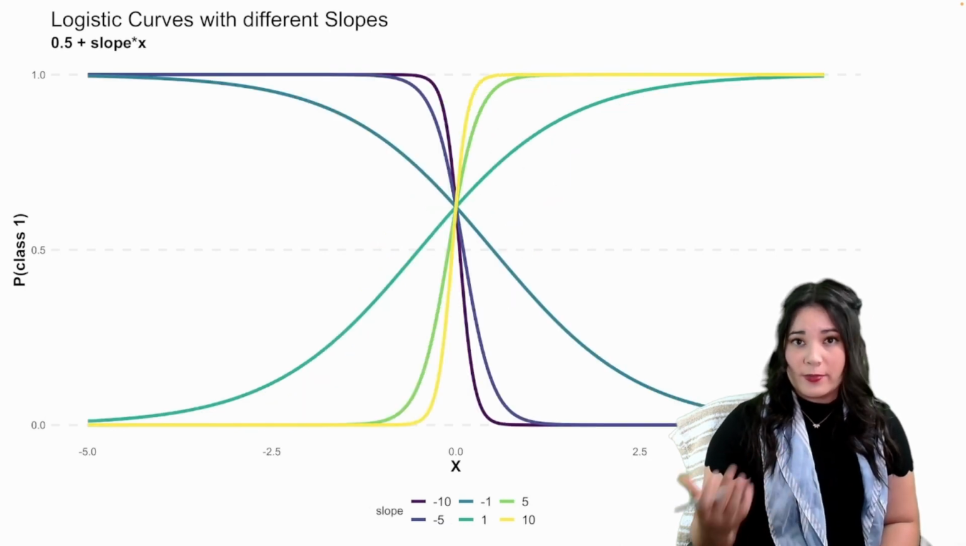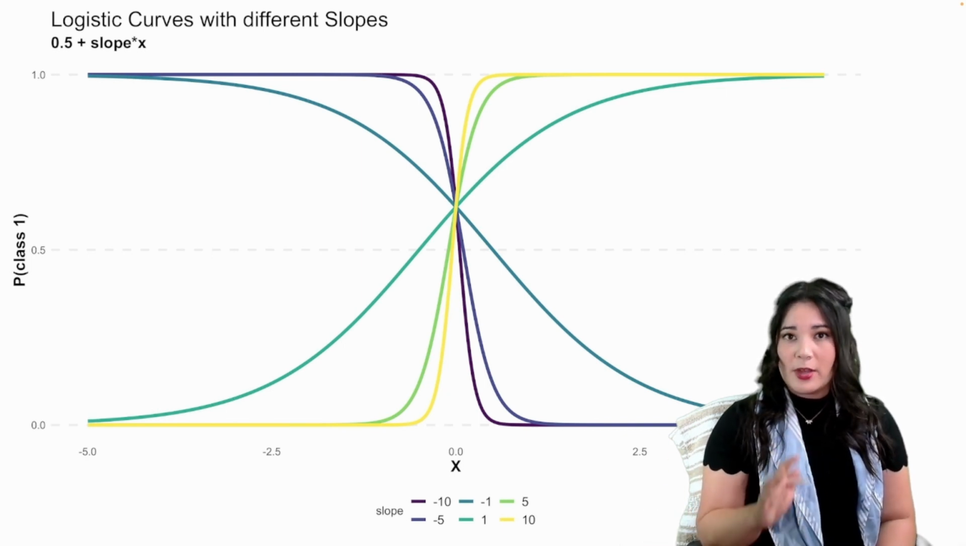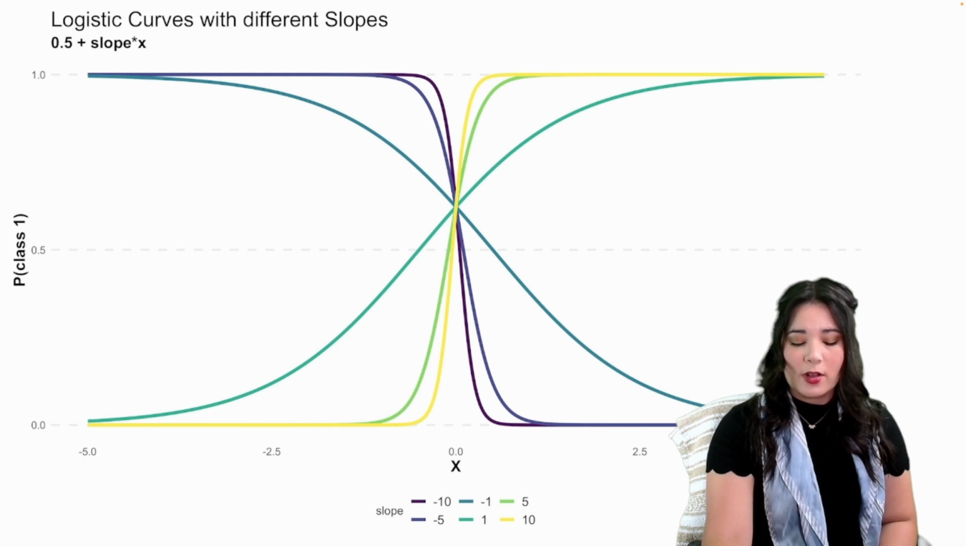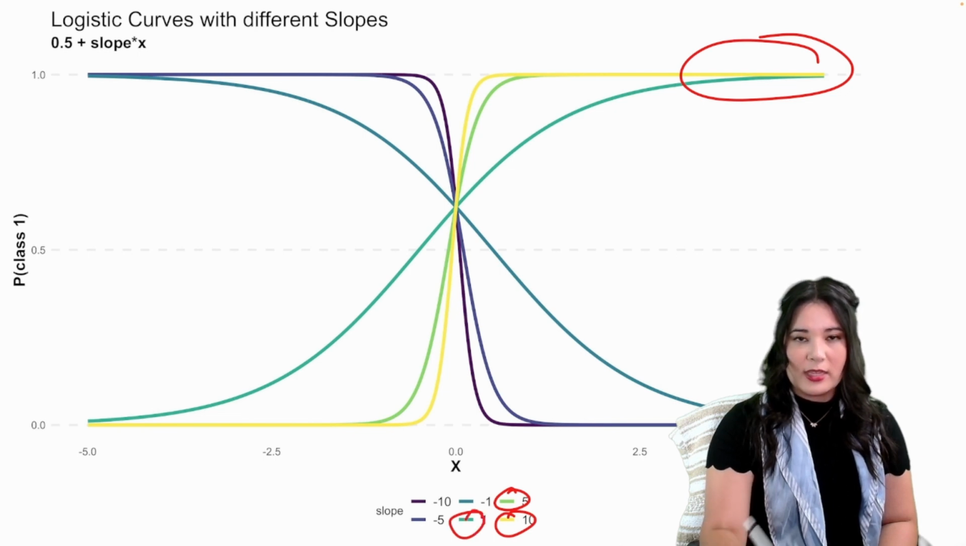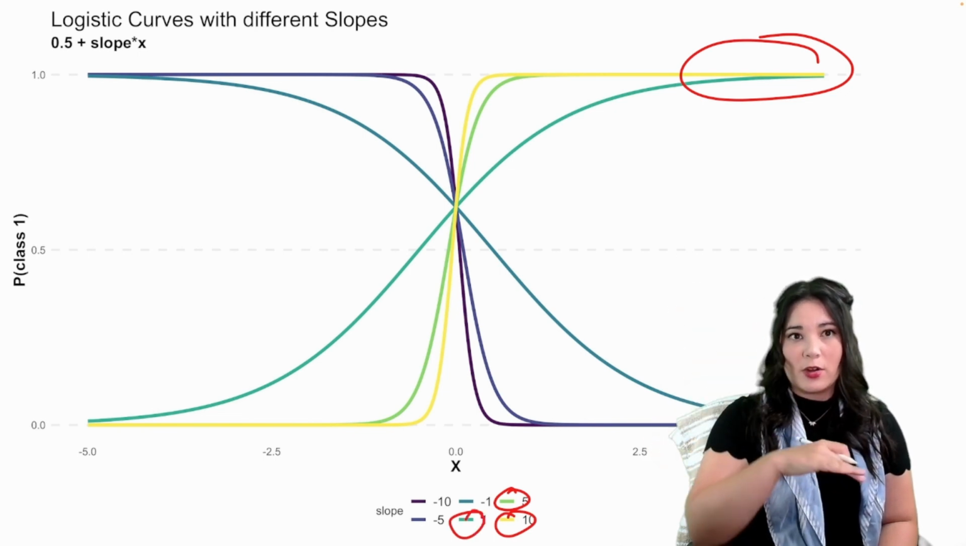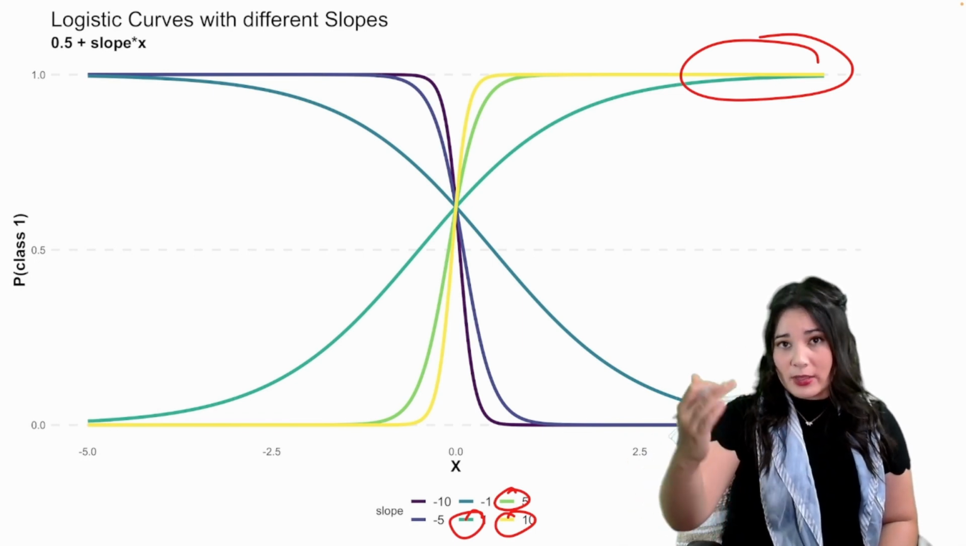Now, let's look at the impact of our coefficient. Here you can see different logistic curves with the same intercept but different slopes. First of all, let's look at these three curves here. Here we have the three curves that all have positive slopes, and these look like our typical S-shaped curve. As our predictor increases, the predicted probability increases.